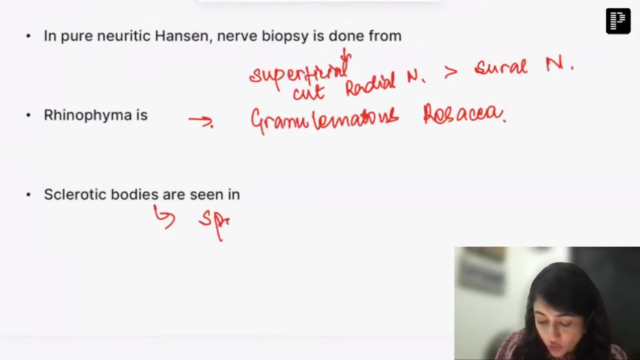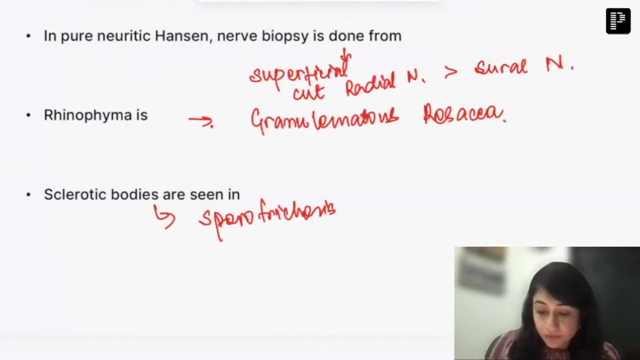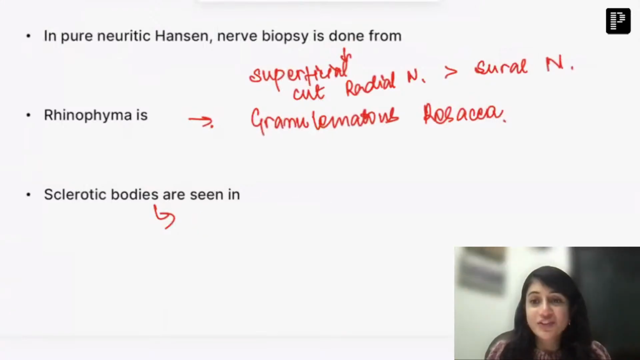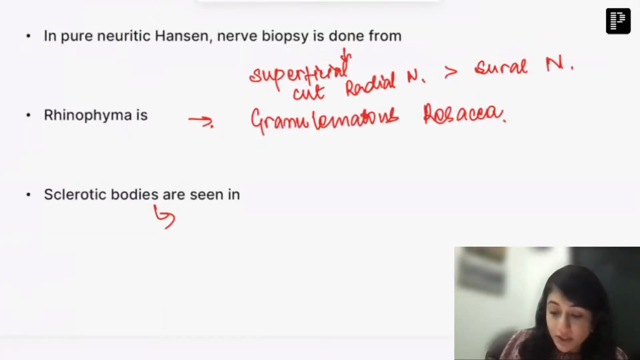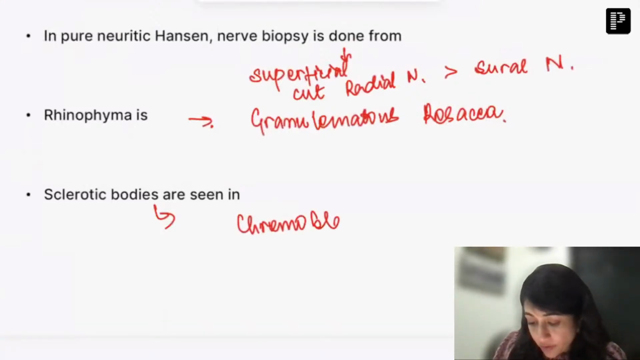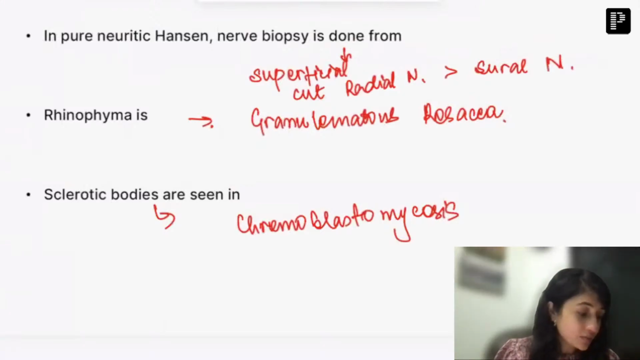Sclerotic bodies are sporotrichosis. You guys really know very well. Sorry, again, I think I'll concentrate here. I'm looking at messages. Sclerotic bodies are penny-shaped bodies or copper penny bodies which are seen with chromoblastomycosis, not with sporotrichosis. In sporotrichosis, you see asteroid bodies. Sclerotic bodies are part of chromoblastomycosis. Yes, you're right. I'm so sorry, everyone.